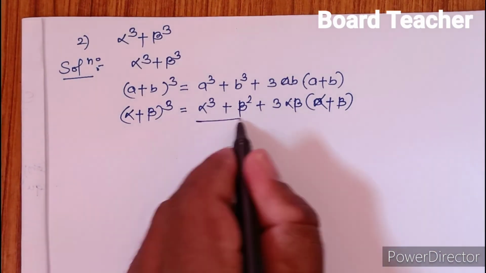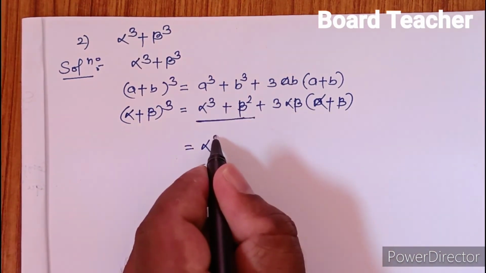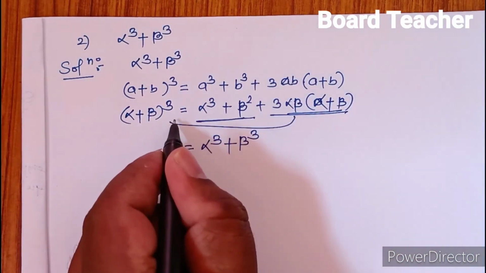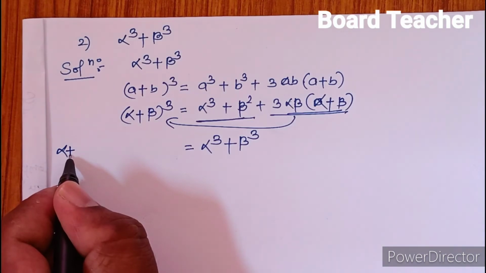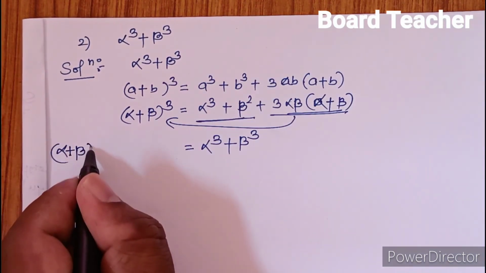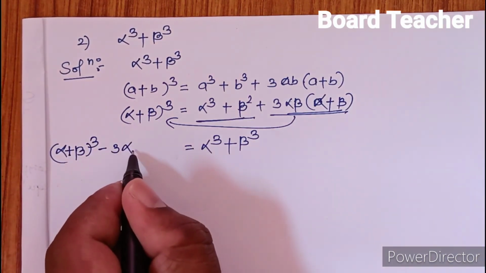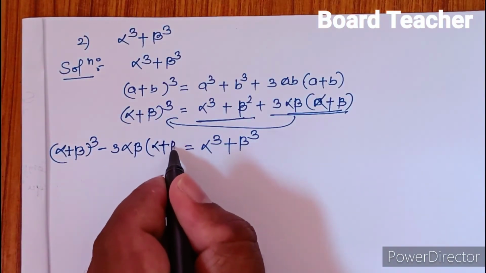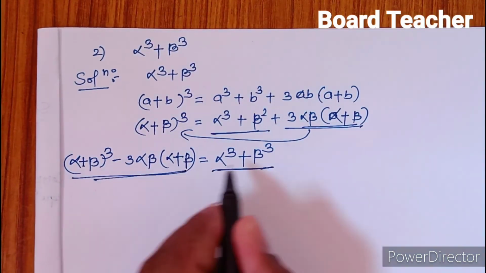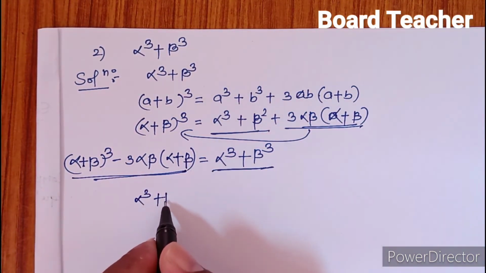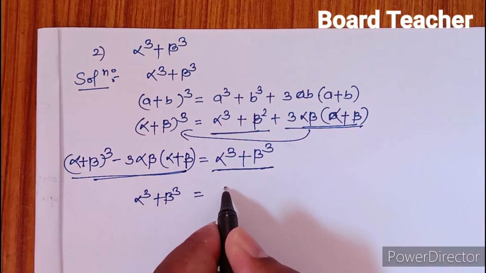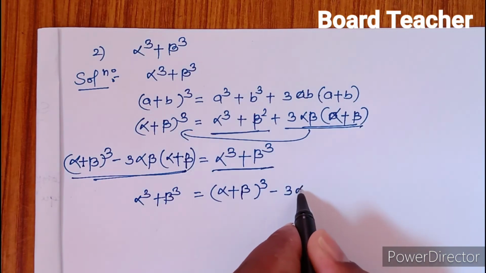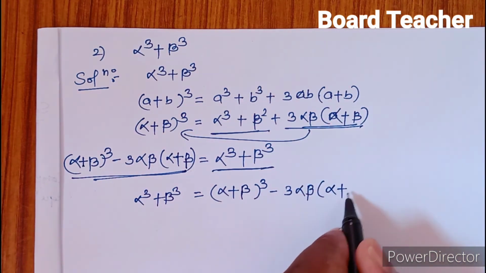Now we have to find the value of alpha cube plus beta cube. Write down here alpha cube plus beta cube as it is and shift this to the left hand side. We will get alpha plus beta whole cube minus 3 alpha beta into alpha plus beta. Now interchange of sides, we will get alpha cube plus beta cube will be equals to this alpha plus beta whole cube minus 3 alpha beta into alpha plus beta.